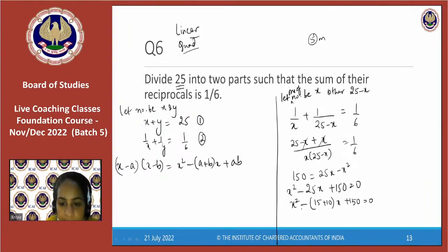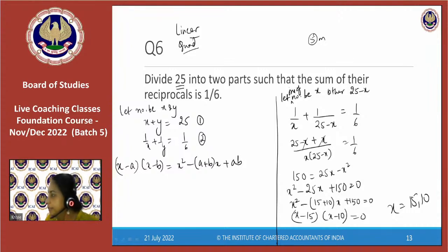So now I have this formation. From here, I can directly write it as x minus 15 and x minus 10 equals 0. So the two parts are 15 and 10. And most of you are giving me correct answers. Very good. Congratulations, Harshita, Poloju, Sakaldeep, Kumari Roy, Varda, correct. So you have understood.